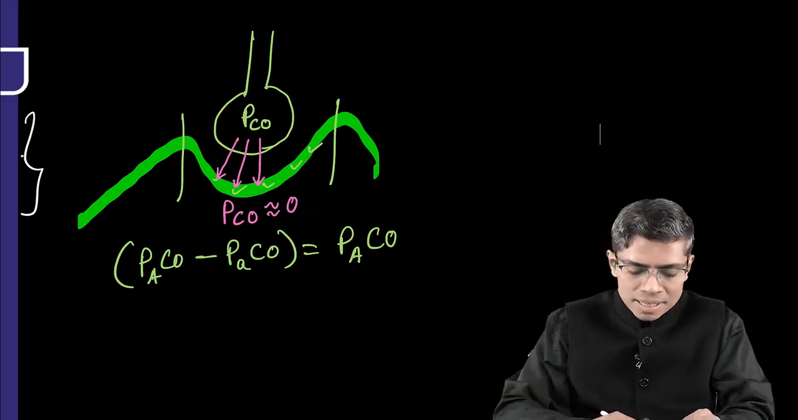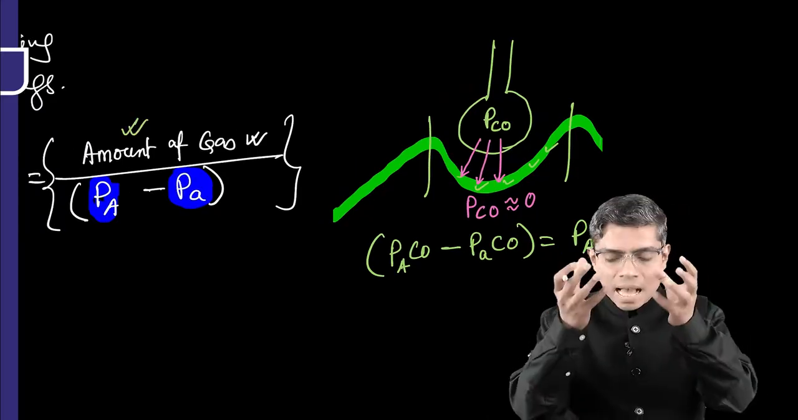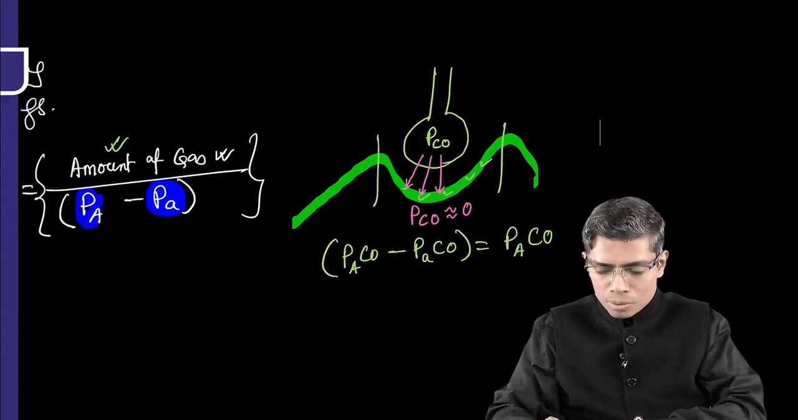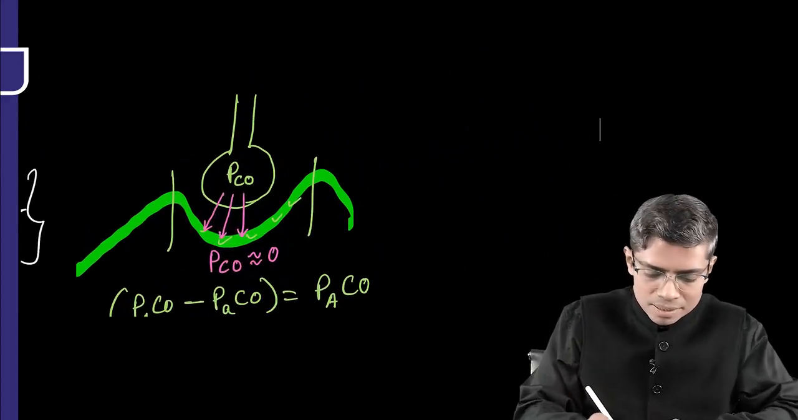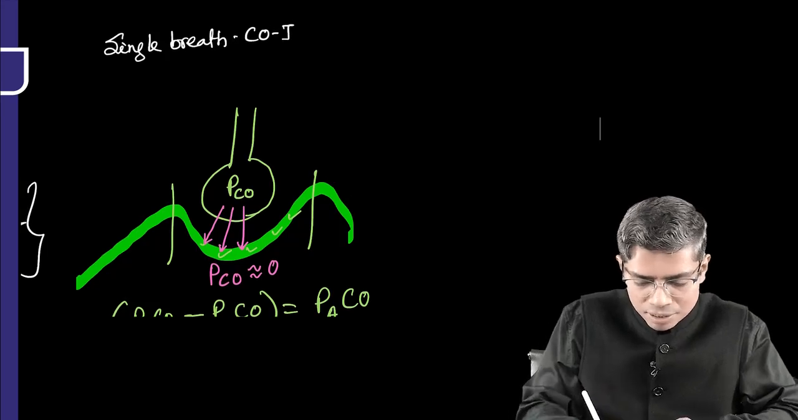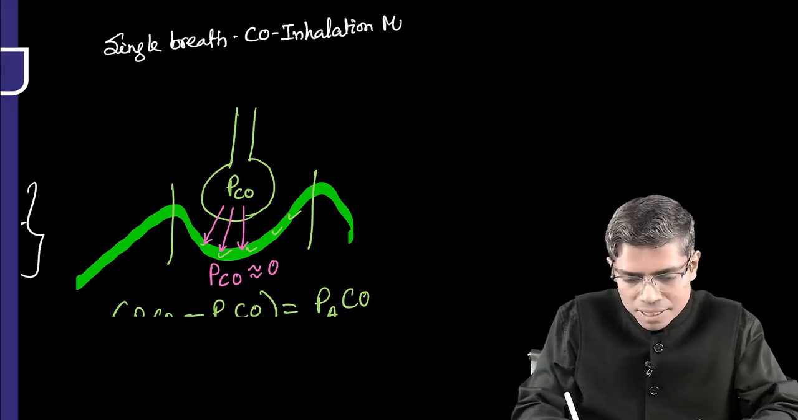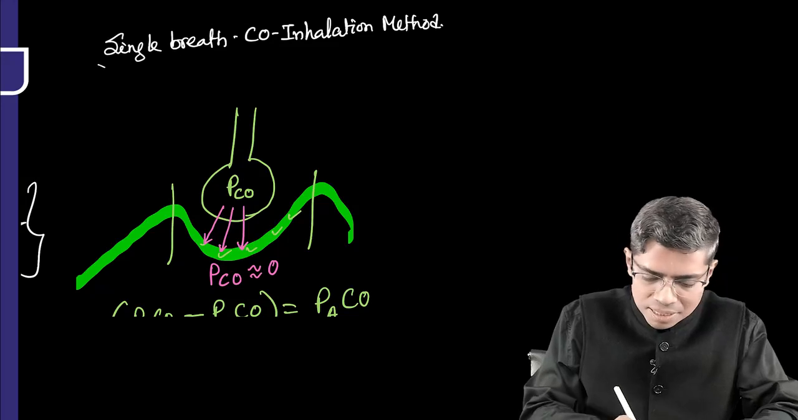So now what is remaining? I have to measure how much carbon monoxide is absorbed at the level of the lung. So how can you measure that? That is measured by a method which is known as the single breath carbon monoxide inhalation method.